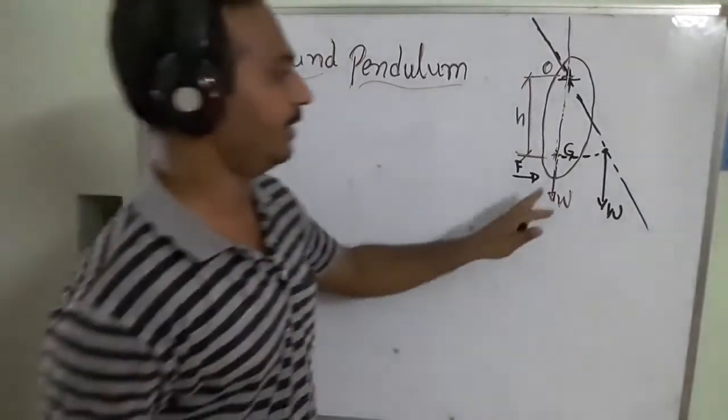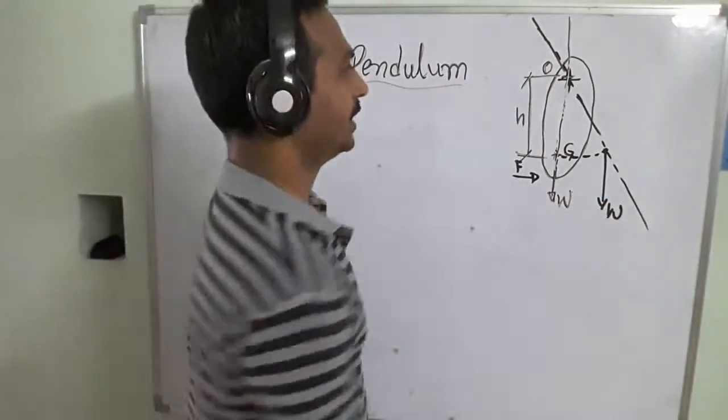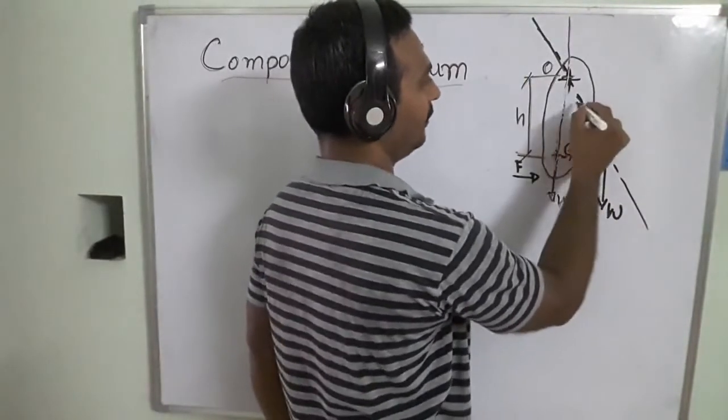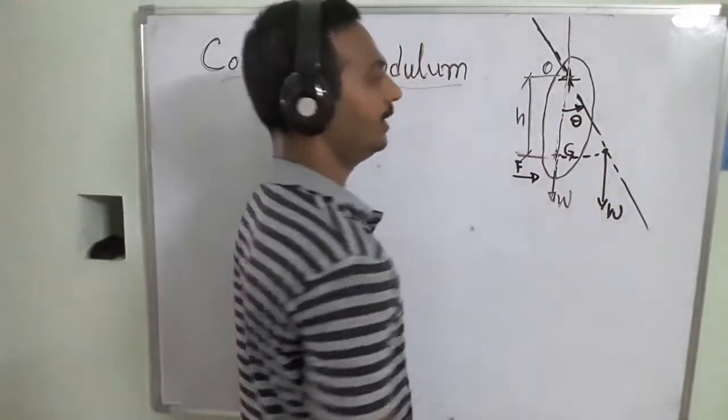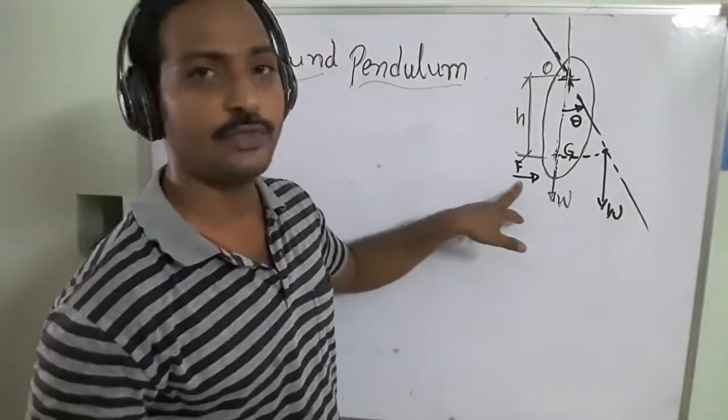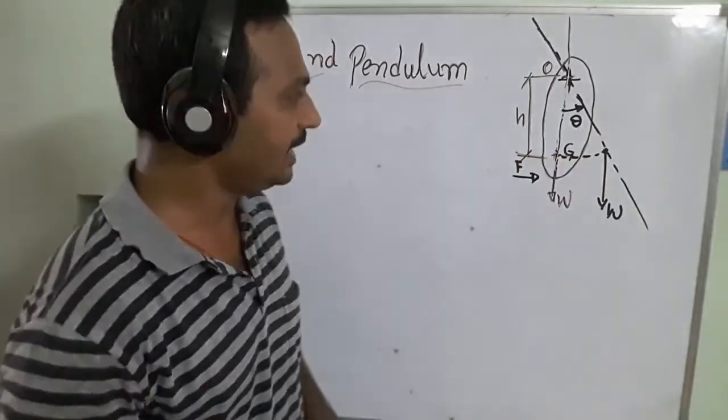So once it has reached the new position, the initial position is going to be the equilibrium position and this is the exciting position. Between these two I am going to take theta. The theta is the small angle we have displaced with the help of the external force.